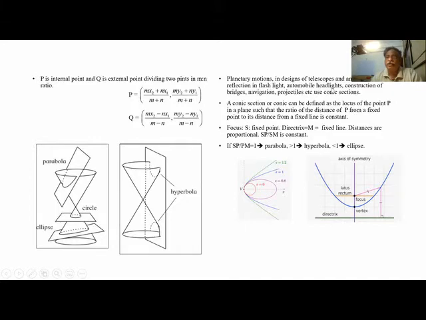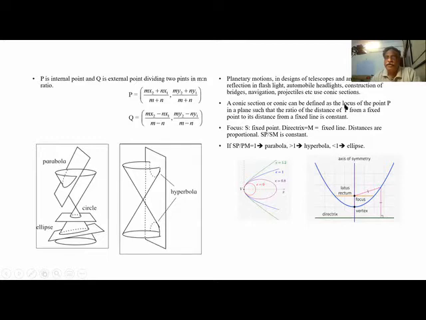Even our automobile headlights are parabolic. The light in the headlight glass is at the focus of the system, so the mirror reflects it and covers the major area of the road. Even bridges, we have seen the rope bridges, their ropes are of parabolic nature. Projectiles are also an example of parabolic. So we use conic sections, parabolic, elliptic and hyperbolic, in all types of systems.